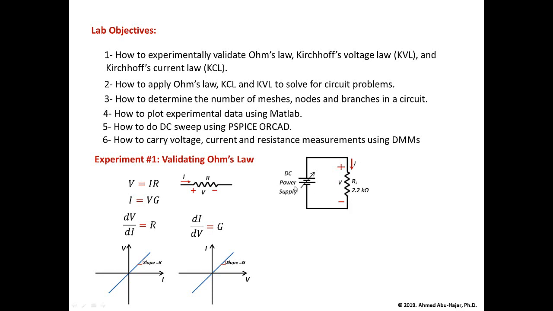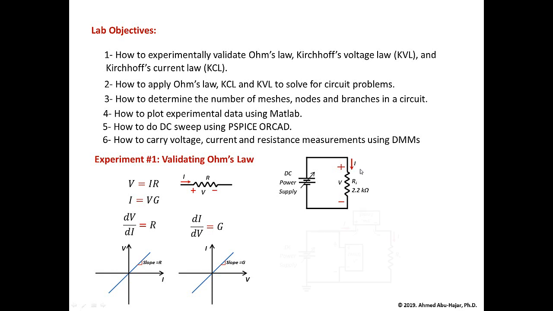Now, because we have a programmable power supply, this voltage source can be adjusted. What we're going to do is change this power supply from 0 to 10 volts, then from 0 to negative 10 volts. We're going to measure the voltage and the current of the resistor at the same time. So we're going to use two DMMs, one DMM to measure the voltage and one DMM to measure the current.